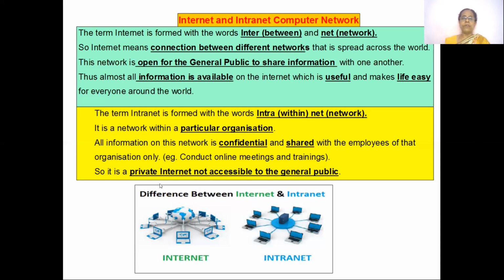This type of network is not accessible by others. It's not accessible by the general public. It is a private network. Did you understand the difference between internet and intranet? Internet is open to everyone. It's open to the general public to share information, whereas intranet is confidential and it shares the information only within its organization. Take the organization Dell. It has many branches. They have their own confidential network where they can have online meetings, trainings, and such things.